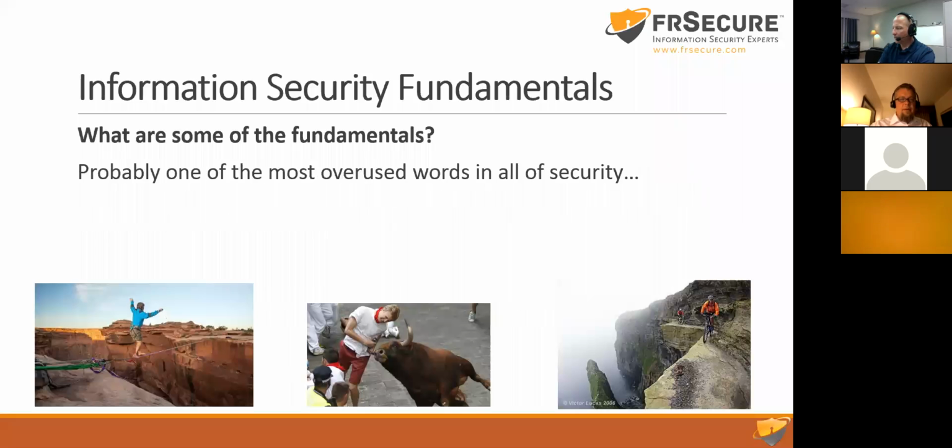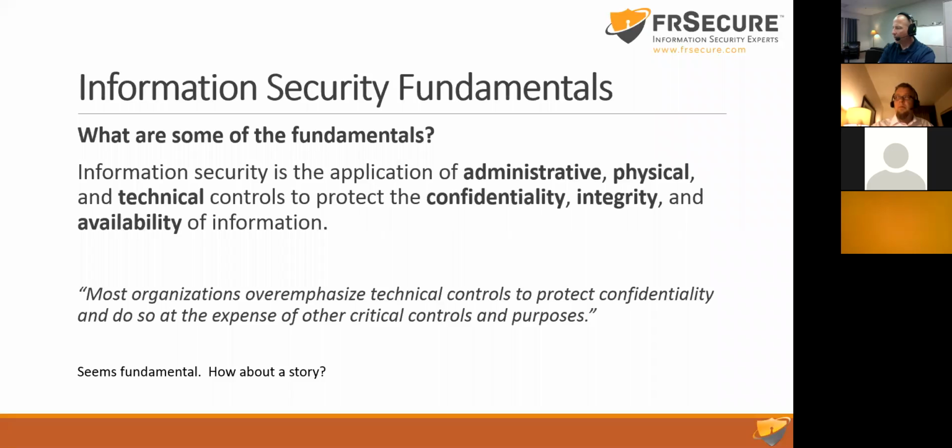Fundamental. Story. Oh, do I have a story? Here's a story. I forgot that I had a story to tell. All right, big company, Fortune 50 maybe. We're in a deposition, I guess, and the lawyer asks the chief information security officer, give me your definition of information security and how it differs from that of privacy.